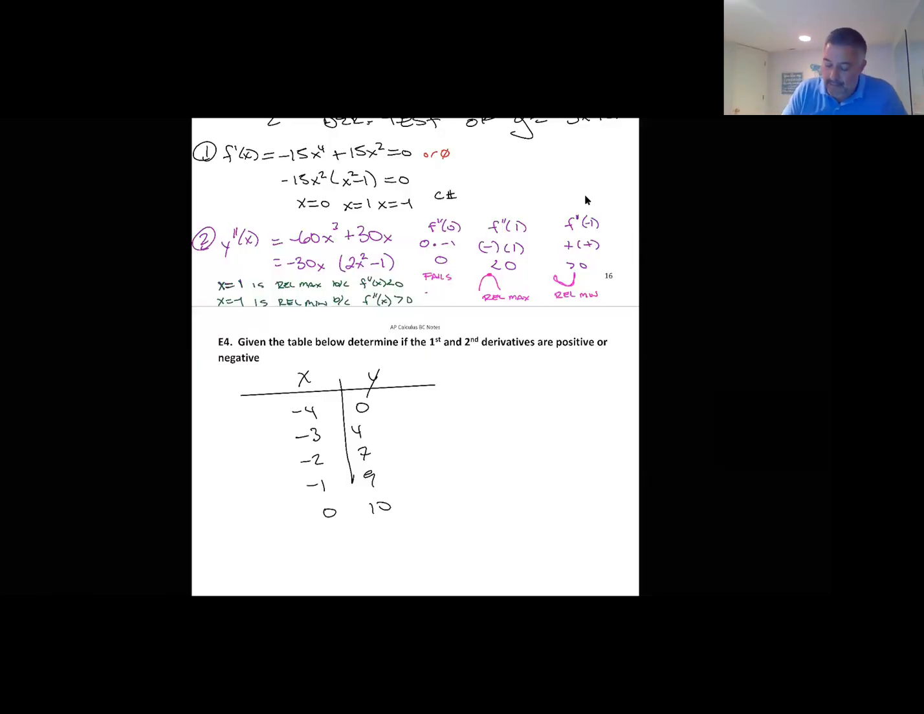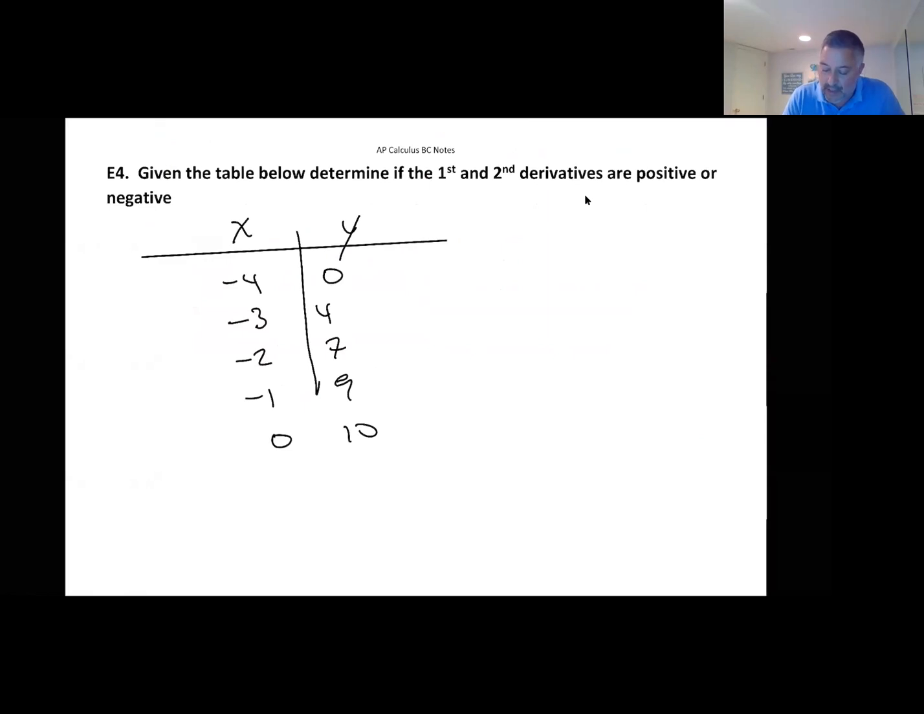If I look at my points, my x, y points, when I look at the change, each one is 1, I gained 4. That's my rate of change, right? I gained 3, I gained 2, I gained 1. This tells me that f prime of x is greater than 0, and my function is increasing.